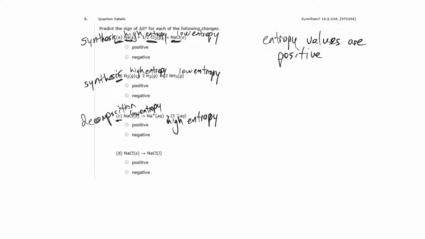So if you can remember that entropy values are almost always positive, for the synthesis reactions we're taking a small positive number minus a bigger positive number. That gives us a negative result. That'll be the case for both A and B. A small positive number minus a bigger positive number, giving us a negative value for delta S. In question C, we have a high entropy value, bigger positive number, minus a smaller positive number. That'll give us a positive result.